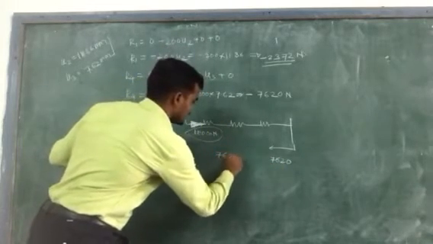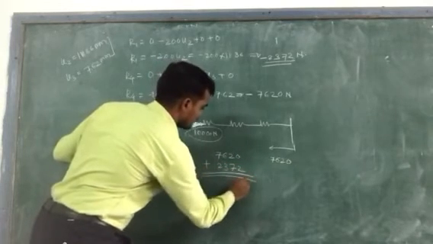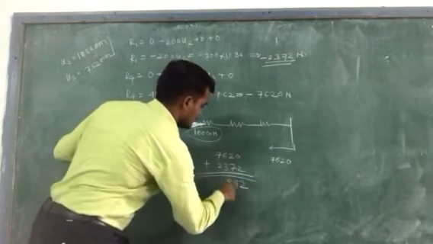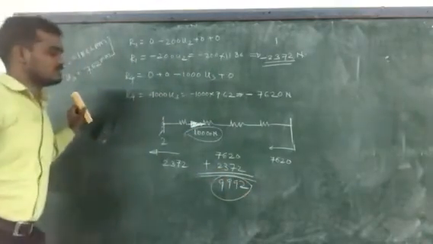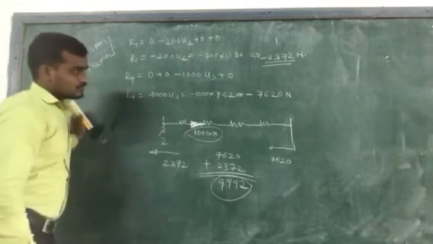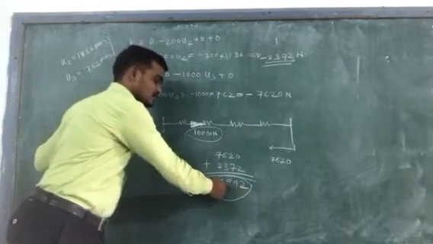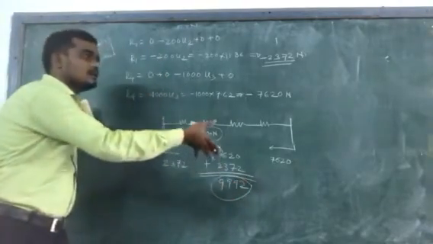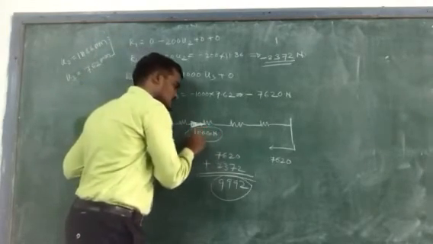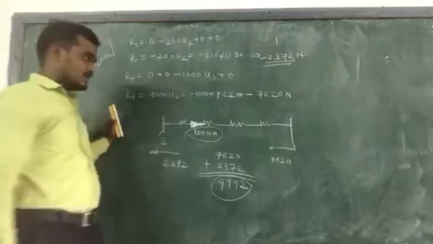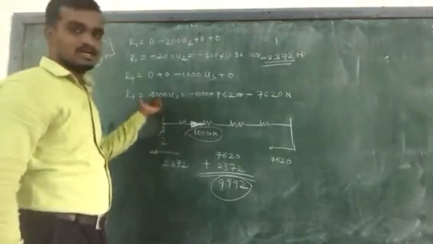Actually, 7620 plus 2372 will become roughly 9,992 newtons, just because of some approximations. It is equal in magnitude and opposite to this 10,000 newtons, which means your answer is correct. So in this way you can cross check your answers also.